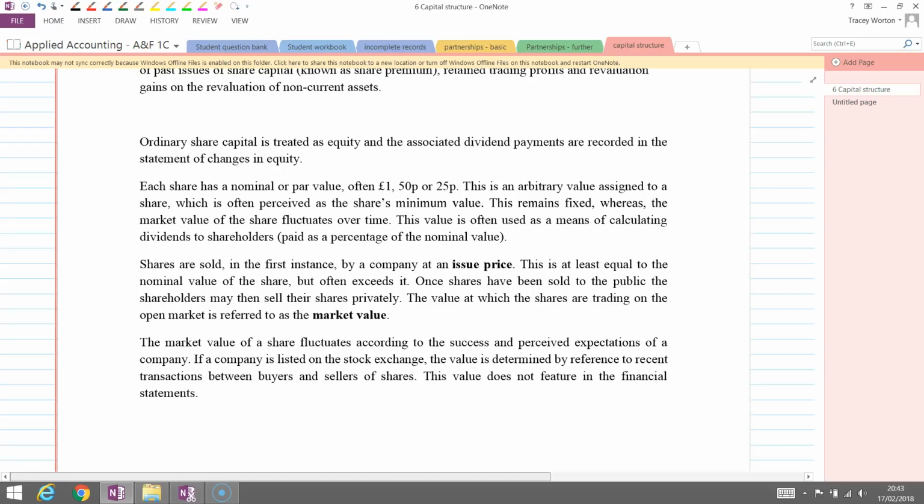Shares are sold in the first instance by a company at an issue price, and this should be at least equal to the nominal value of the share, but often it will exceed it. Once shares have been sold to the public, the shareholders may then sell their shares privately. The value at which the shares are trading on the open market is usually referred to as the market value. The market value of the share fluctuates according to the success or the perceived expectations of a company. If a company is listed on the stock exchange, the value will be determined by reference to recent transactions between buyers and sellers of shares. This value does not feature anywhere in the financial statements.